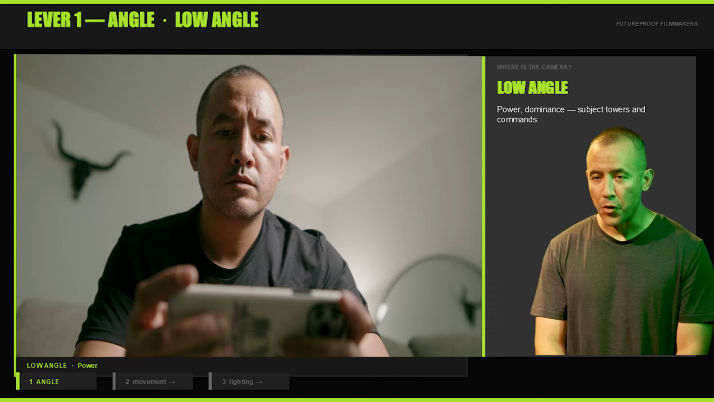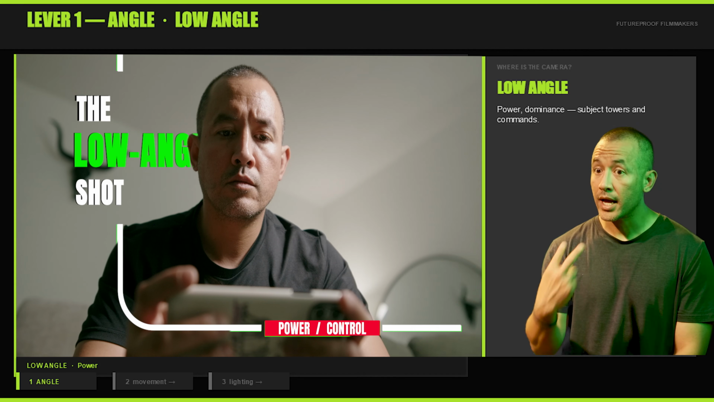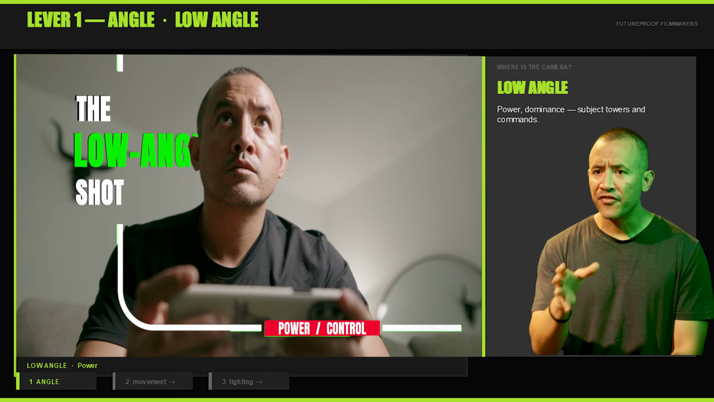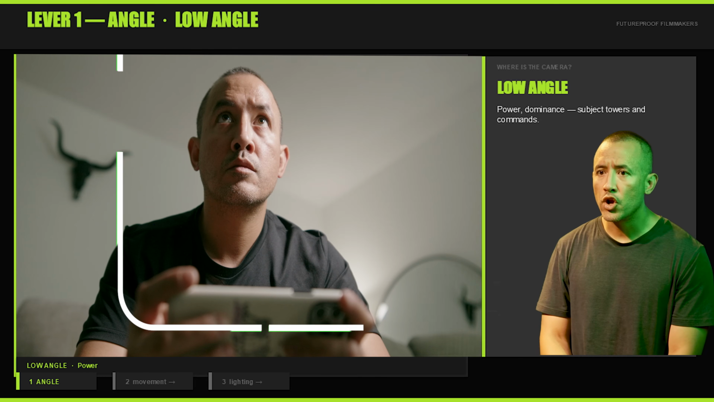The audience doesn't feel the camera, which sounds like a good thing, but neutral is not the same as powerful, which leads us into the next camera angle, which is the low angle. Camera below the eye line pointed up. Now, do you feel that shift? That person went from normal to commanding in one move.